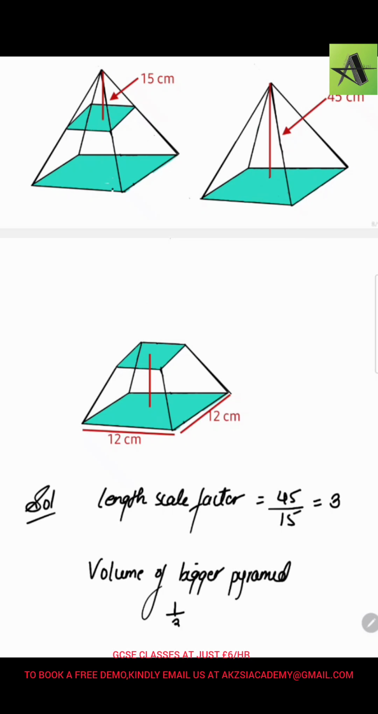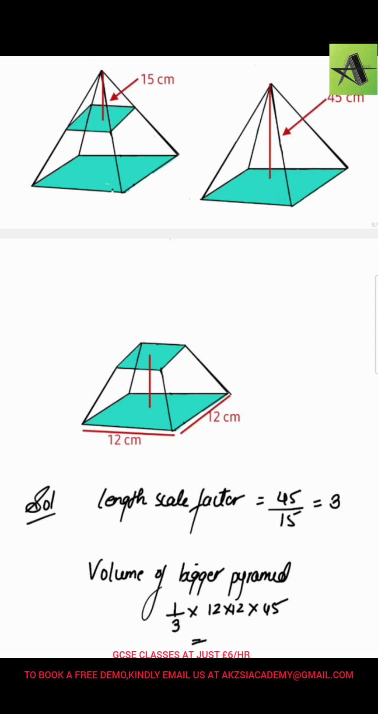So the volume of the bigger pyramid is 1/3 times the area of the base, and the base is what? 12 times 12. If this is 12 times 12, this is also 12 times 12. So it would be 1/3 times the area of the base, 12 times 12, multiplied by the height 45. This will give you the volume of the bigger pyramid. So this one will give you 2160 centimeter cubed. This is the volume of the bigger pyramid.